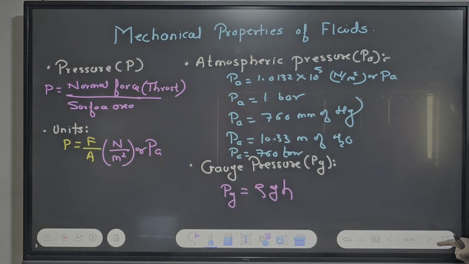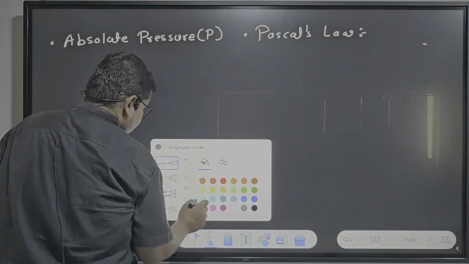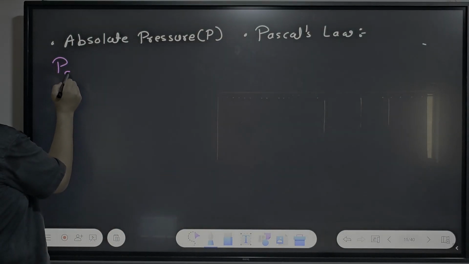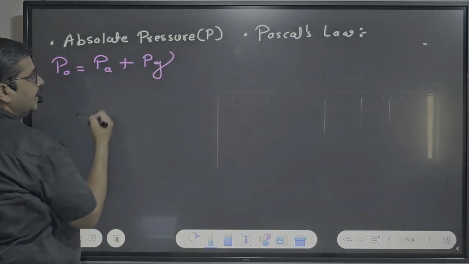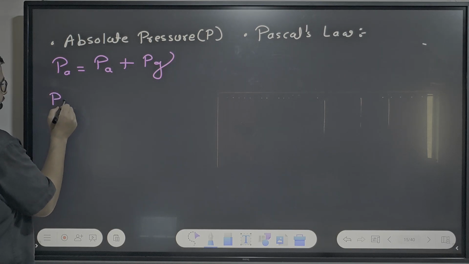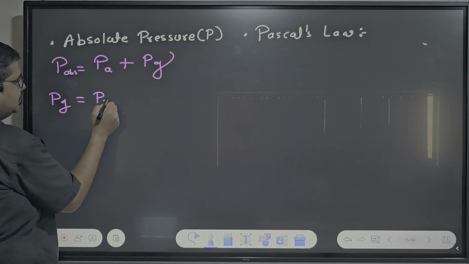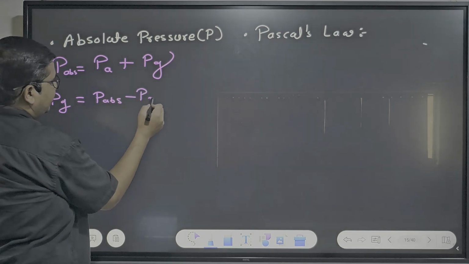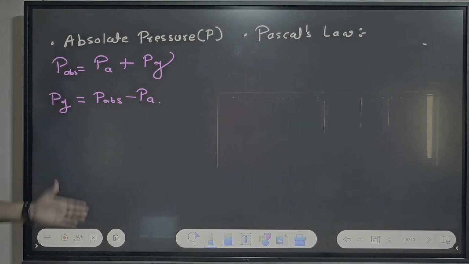Okay. The next, absolute pressure. What is absolute pressure? Yes, absolute pressure is equal to atmospheric pressure plus gauge pressure. Means you can find from here gauge pressure is equal to P absolute minus PA. Clear? ठीक है.